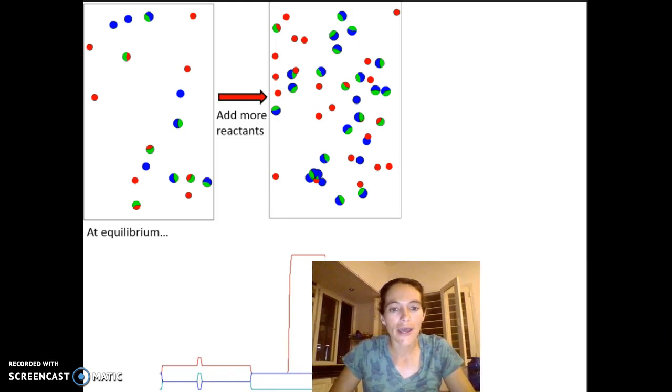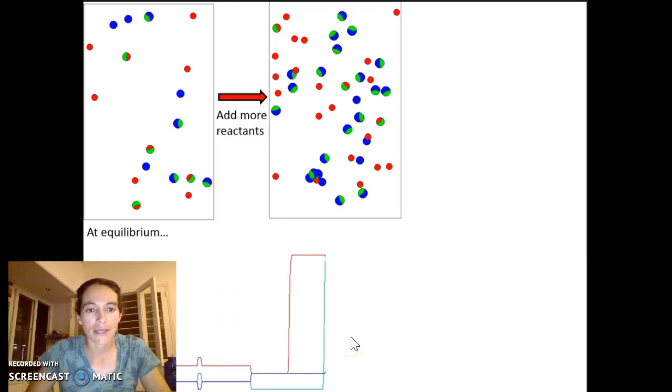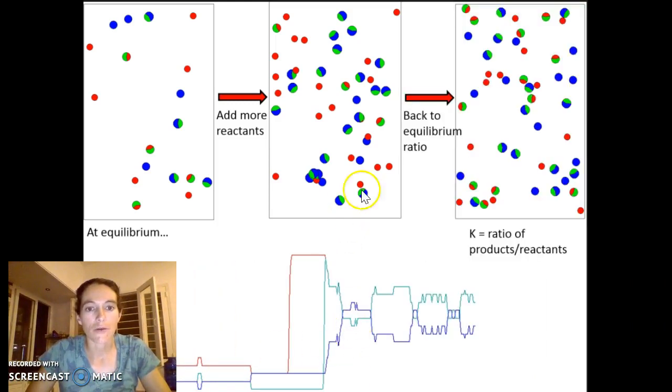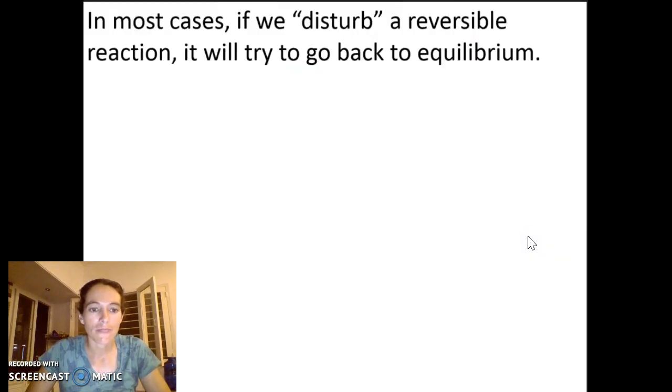But if we let it react, what's going to happen is we are going to go back to that equilibrium ratio. The aqua and that red line will go back down, the blue line goes up, and we're back at K, the ratio of products to reactants being the equilibrium ratio. So in most cases, if we've got something in equilibrium and we do something to it, it's going to do its best to get back to equilibrium.